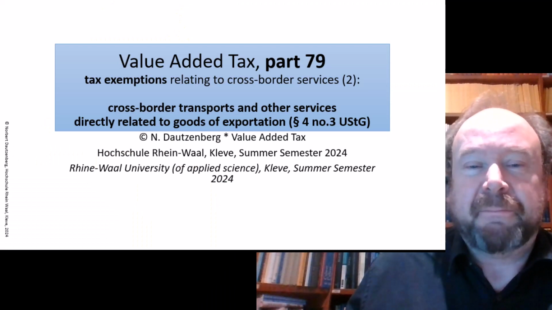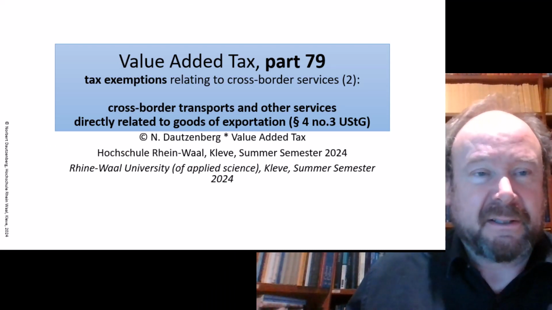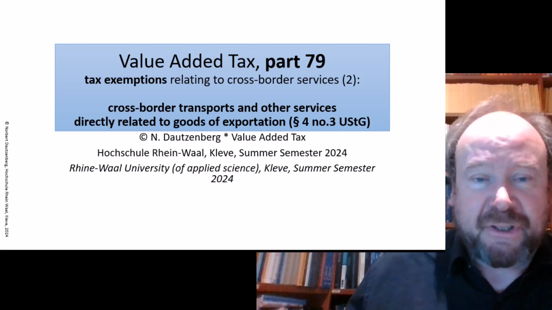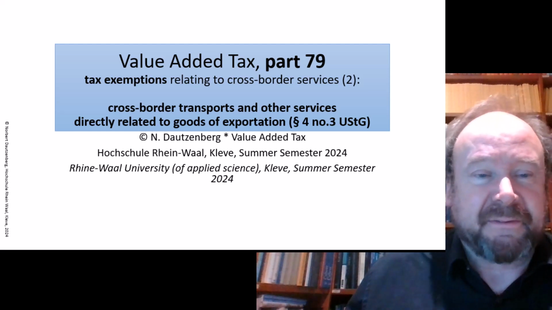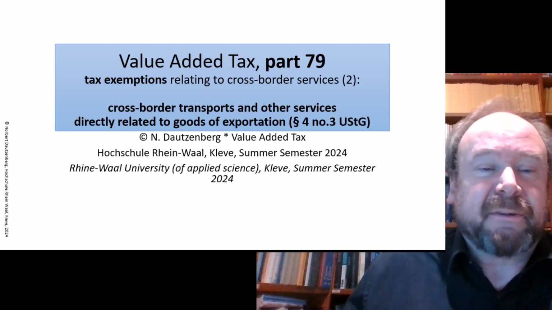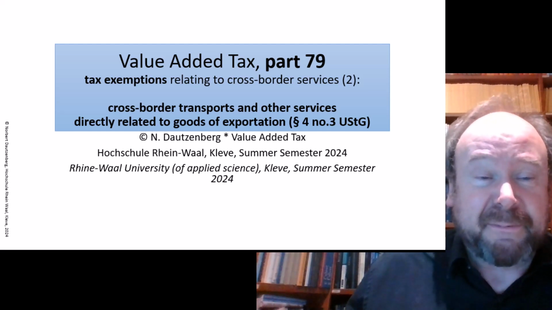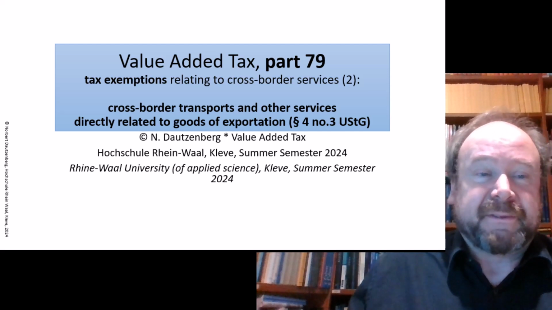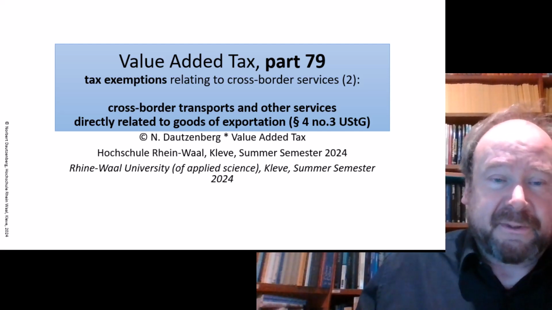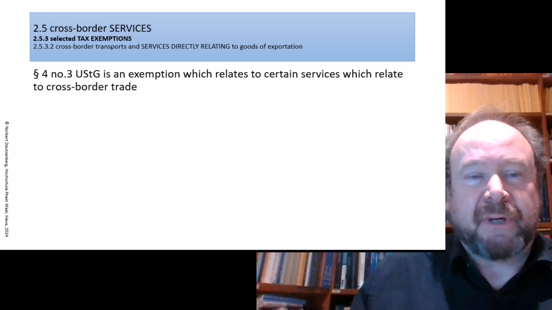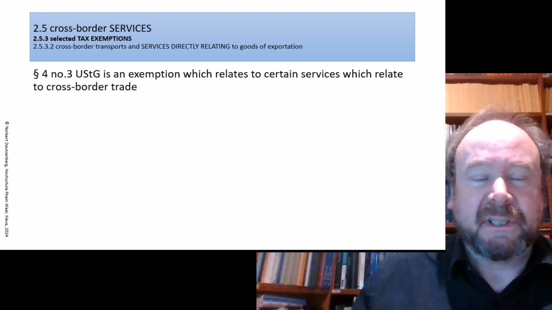Hello, everybody. Welcome back. You remember that we are at present talking about tax exemptions concerning cross-border services. And today's small chapter is about the exemption for cross-border transports related to exports and other services which are directly related to goods of exportation. You find the relevant rule in paragraph 4, number 3 of the German Umsatzsteuergesetz, the UStG.